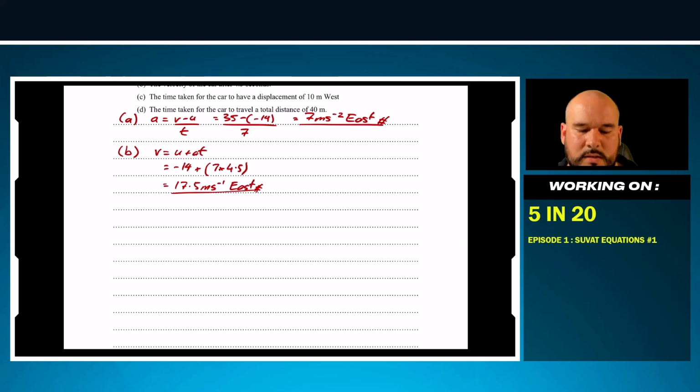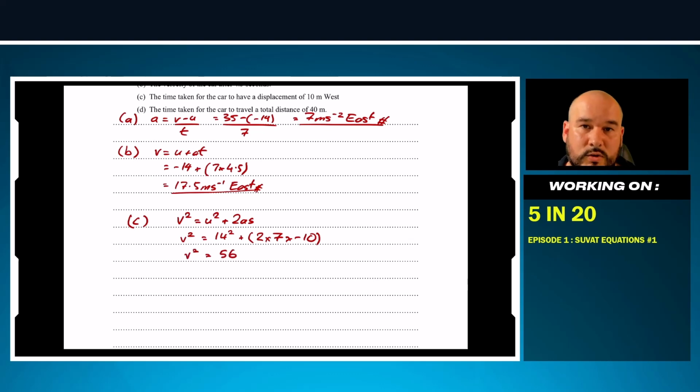Okay, so the time taken for the car to have a displacement of 10 meters towards the west, the first thing that we can solve for is what is going to be the final speed. Okay, so we use our v squared equation to find what's the final velocity for our car when it's got a displacement of negative 10. Okay, it's got a displacement of 10 meters to the west.